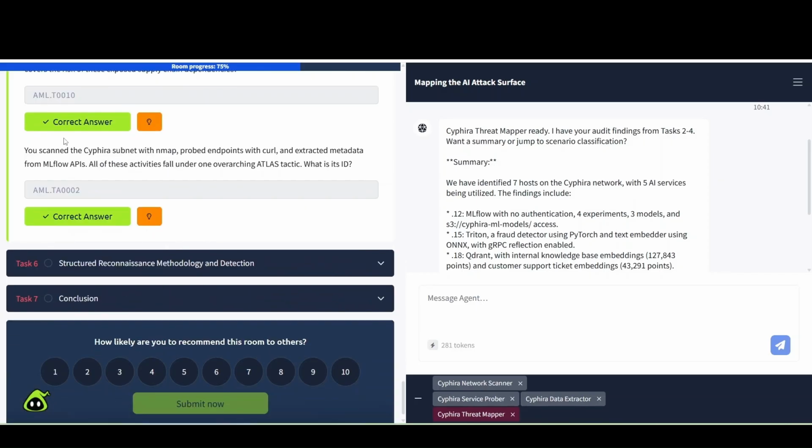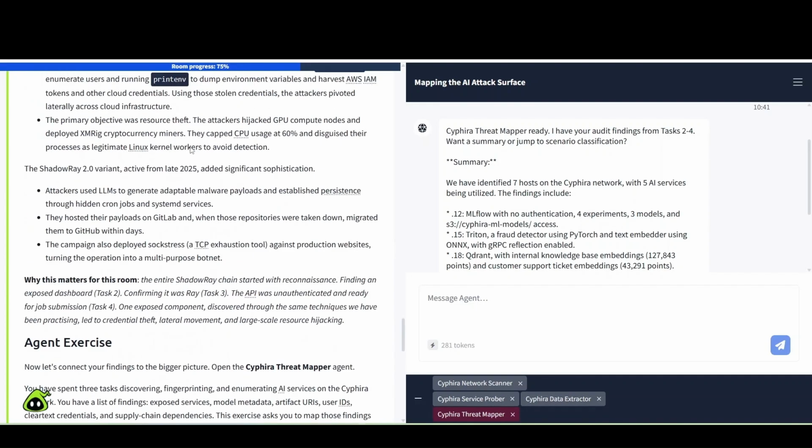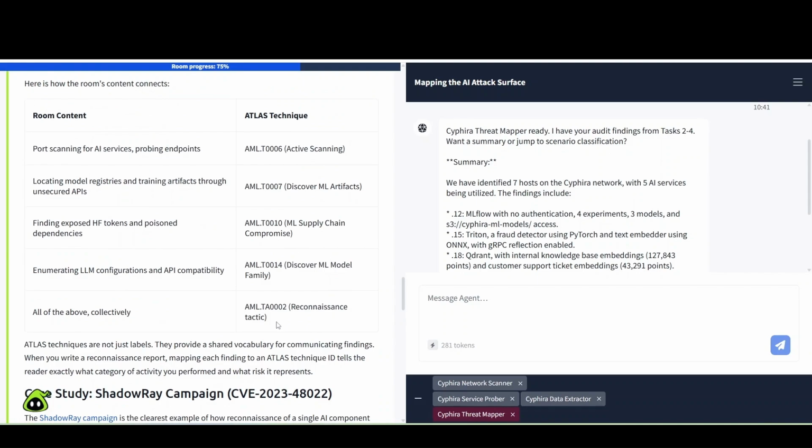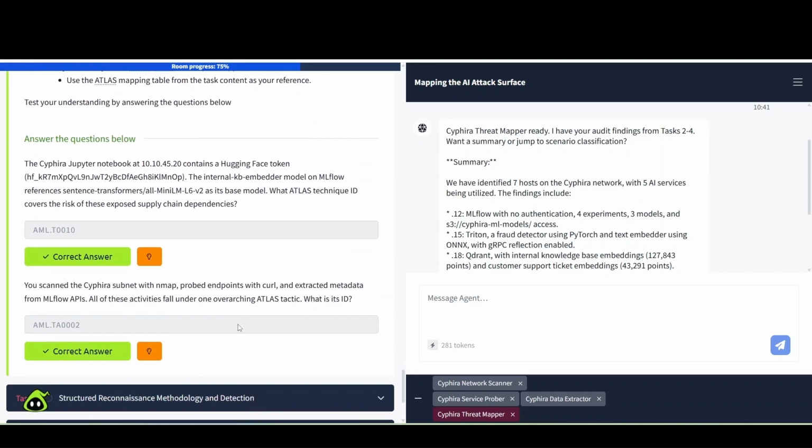The next one: you scan the Saphira subnet with Nmap, probe endpoints with curl, and extract metadata from MLflow APIs. All of these activities fall under one overarching ATLAS tactic. What is its ID? That's going to be AML.TA0002. Once again, if you go back and reference the table above, it's all of the above collectively, and it says reconnaissance tactic right there. All right, so we are done with that.